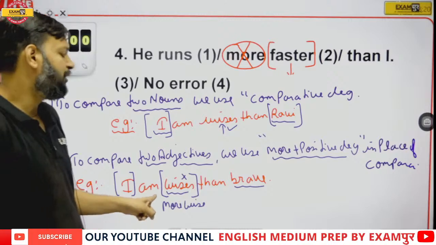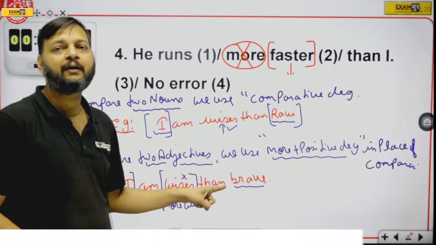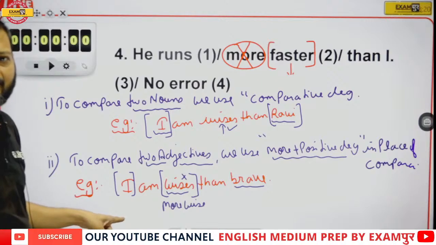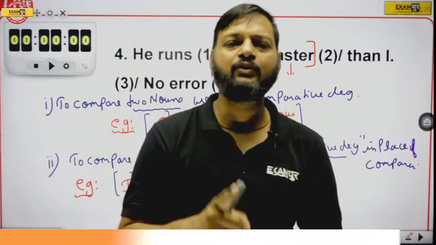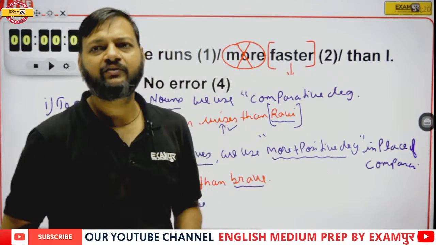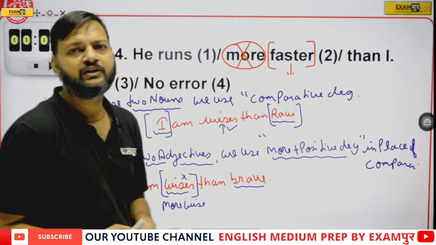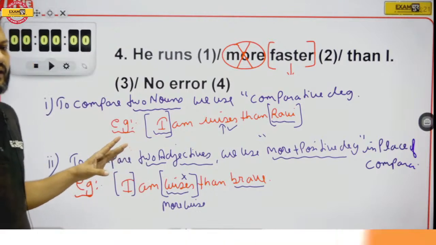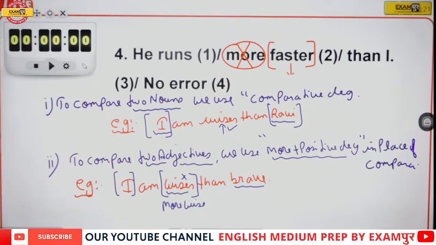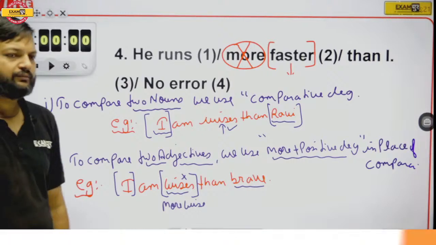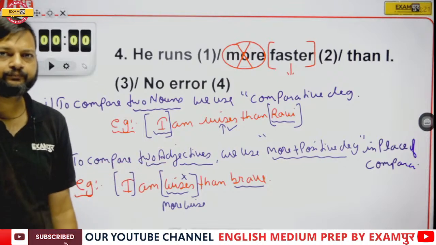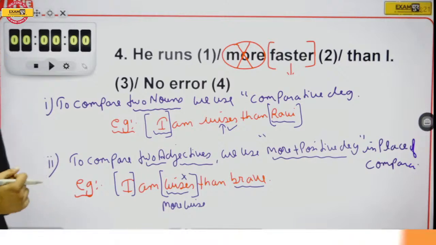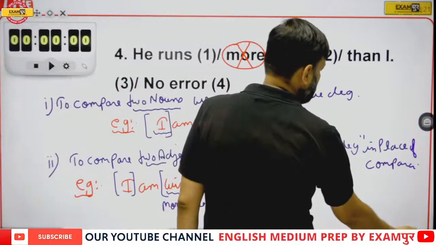But in this sentence, in place of person, two adjectives are being compared, because there is only one person in this sentence. So when two nouns are compared, we have to use a comparative degree, and when two adjectives are compared, we have to use more plus positive degree. Is the rule clear? Do you have any doubt regarding this rule, or is it clear? Okay, wonderful. Let's move towards the next question.